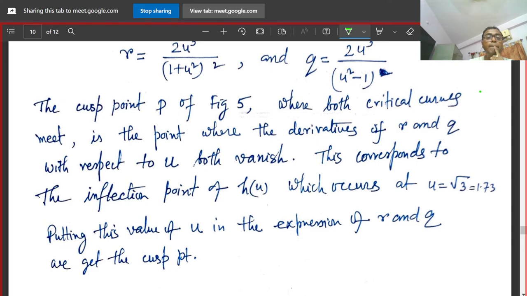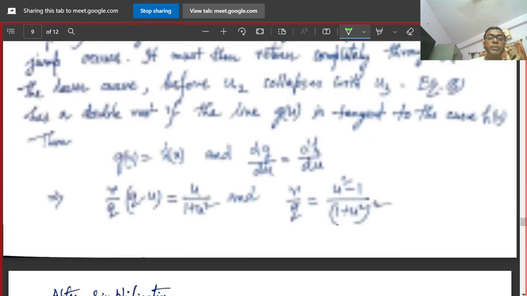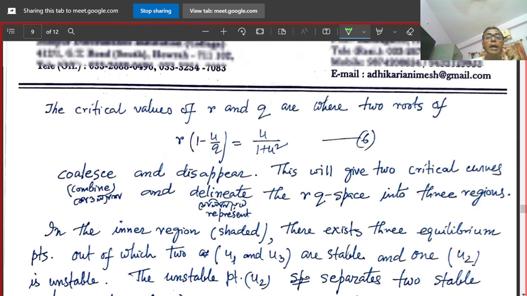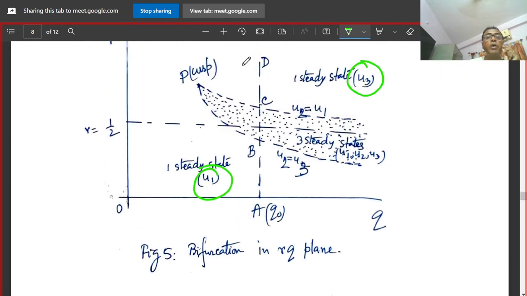So from figure 5, at the point P, the cusp, these two critical curves meet. This point P is called the cusp. Along one curve u2 is equal to u1, and along the other curve u2 is equal to u3, and they meet at the point P, the cusp point.